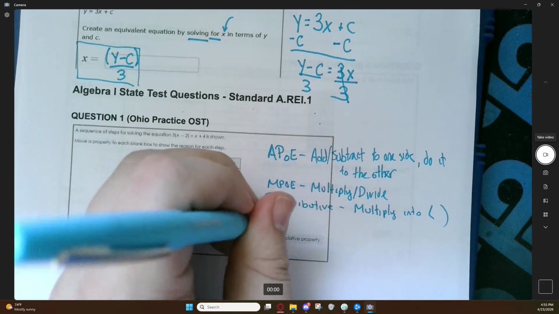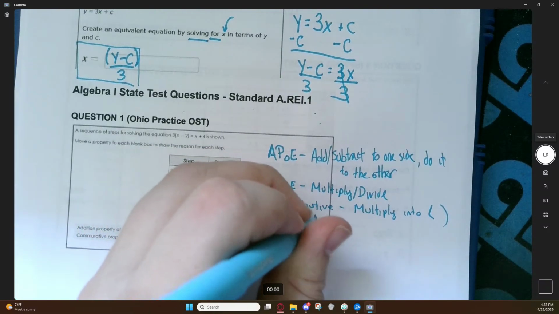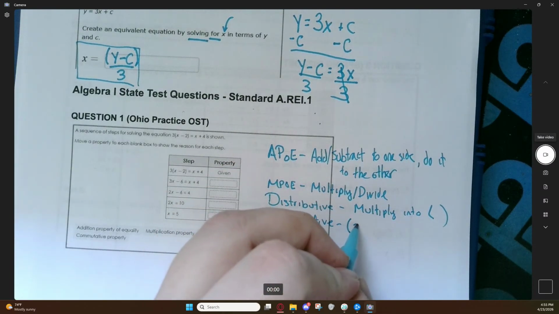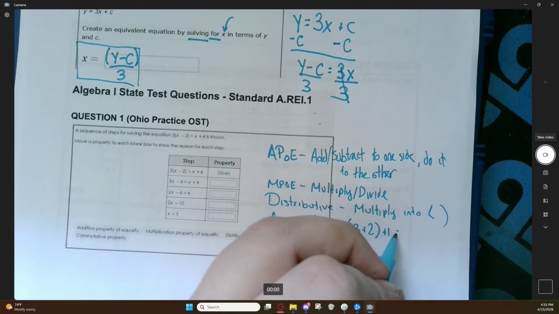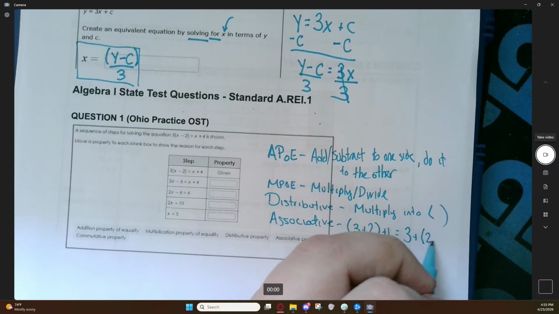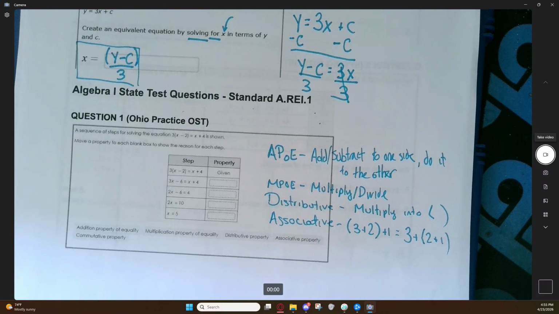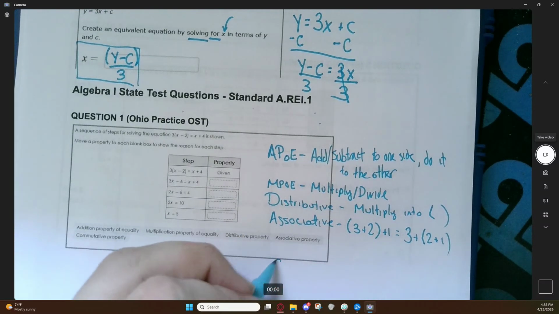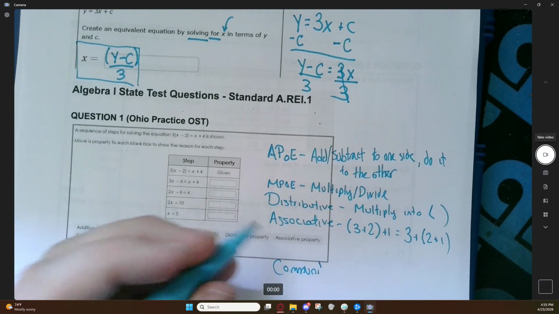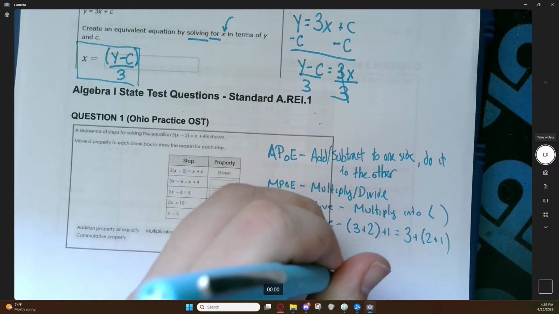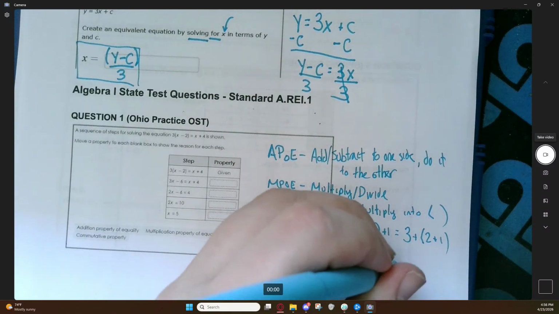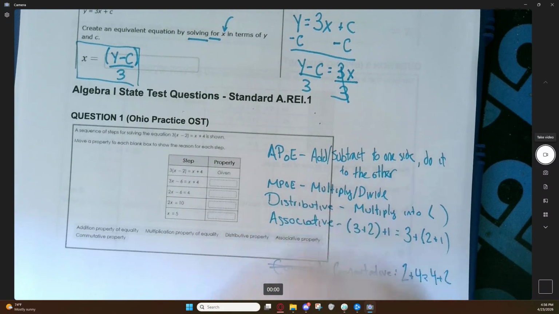The associative property is the idea that you can move parentheses around freely. So, for example, parentheses 3 plus 2, plus 1 is the same as 3 plus parentheses 2 plus 1. That's the associative property. And the commutative property is that you can switch the order. I just spelled that wrong. I just spelled it like community. Commutative property is the way that you can swap the order of addition and multiplication, the idea that 2 plus 4 is the same as 4 plus 2.